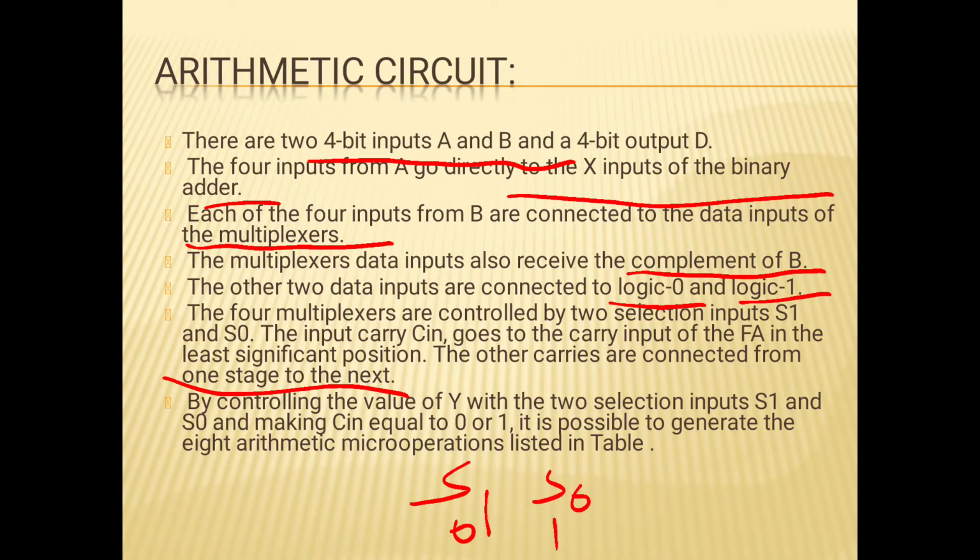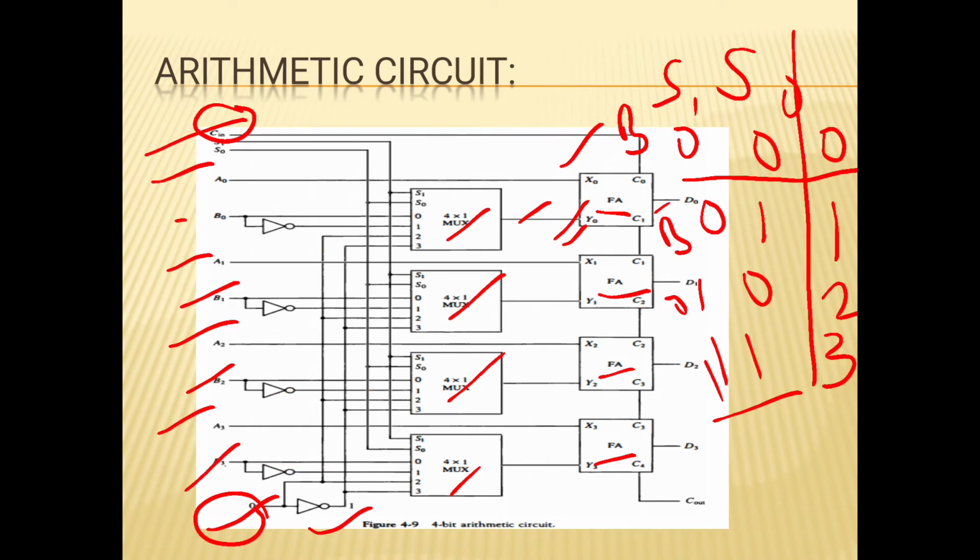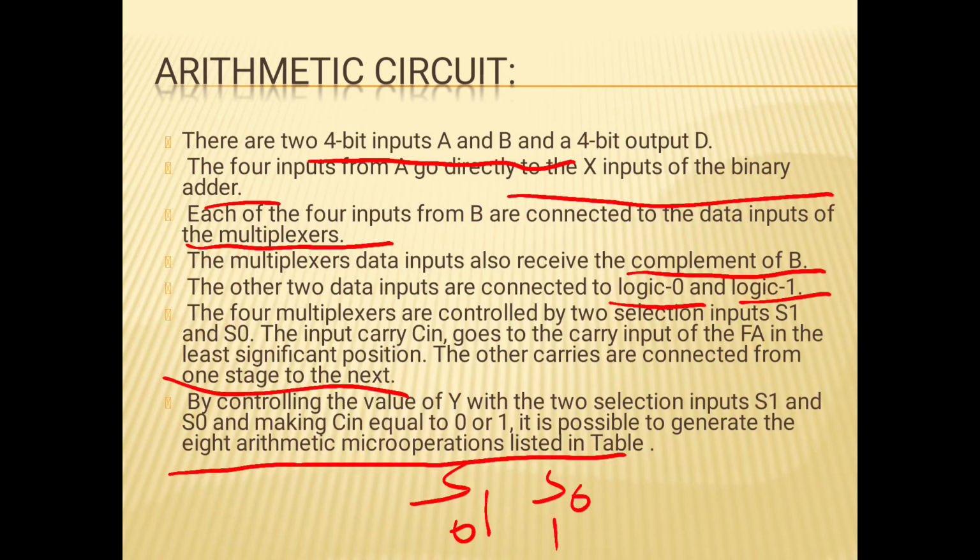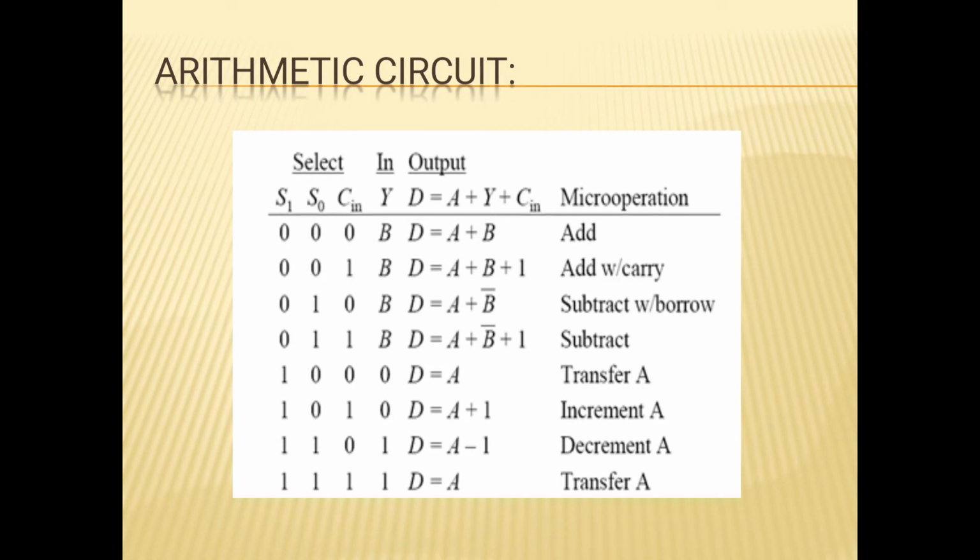Now, by controlling the value of Y with the two selection inputs S1 and S0 and making Cin equal to 0 or 1, it is possible to generate the 8 arithmetic micro operations listed in the next table. It means this diagram will produce 8 arithmetic micro operations. Let's see what those 8 micro operations are. First one. Now, we take as select lines S1, S0 and Cin.